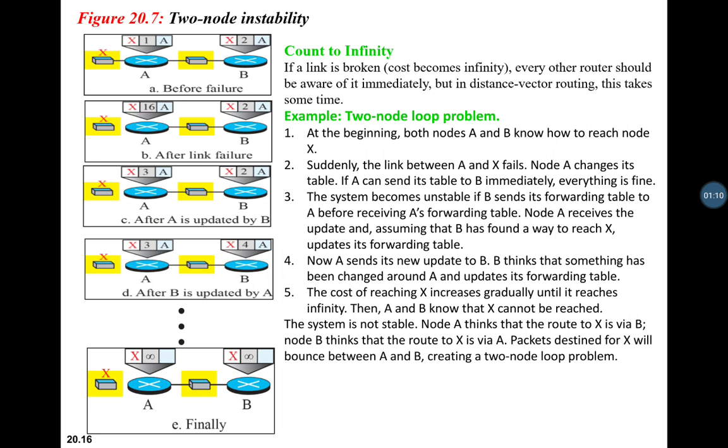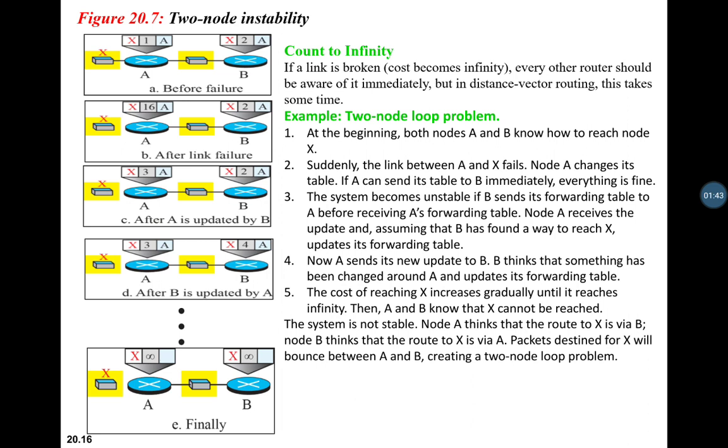And the second problem is the two-node loop. In this two-node loop problem, in the beginning, nodes A and B know how to reach node X. Here you can see the two-node instability figure. Here A and B know how to reach X. Suddenly, if the link fails between A and X, A changes its table.